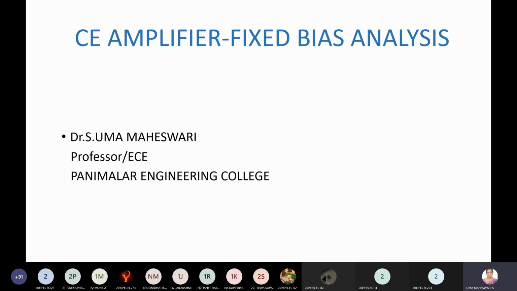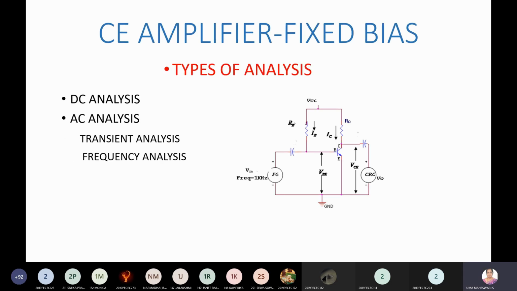So good evening, students. In this lab class, we are going to discuss the common emitter amplifier with fixed bias arrangement, and how to perform analysis on this. I'm going to simulate this experiment using everycircuit.com and show you the output. Before going to the simulation, let me give a small introduction about this.